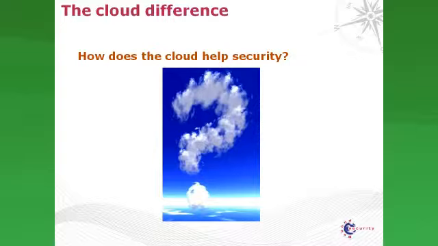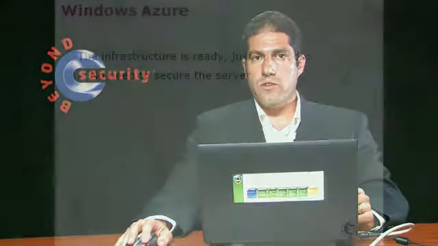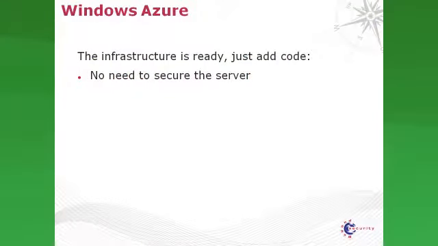So why is the cloud different, or how does the cloud help security, is, I guess, the first question. Well, with Microsoft Azure, you as the developer already have an infrastructure that's ready. So you have the server ready for you. The network is available. You just add your code and run on the server, basically. That means that you don't have to secure the server, apply patches, maintain the OS. You don't need to secure the network, and you don't need to install a firewall. All that's taken care of for you, and basically you've got that up and running immediately.